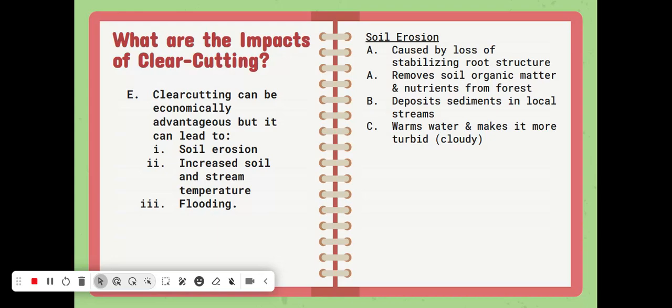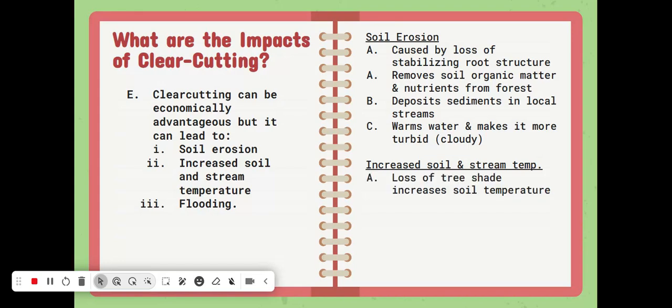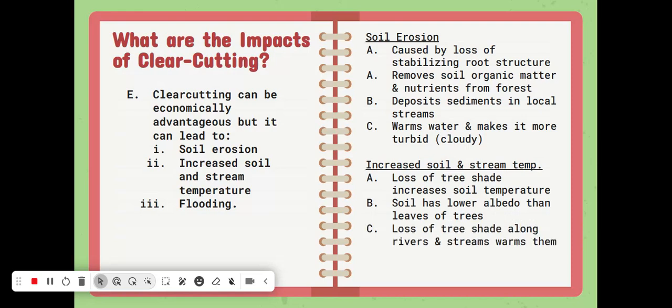Warmer waters and cloudier waters make it much harder for the organisms that reside in those streams to survive. And we know that we see that change in stream temperature because we see a loss of tree shade. That can also increase not only the water, but also the soil temperature. And soil actually has lower albedo than the leaves of trees. So that loss of tree shade warms the soil, rivers, and streams collectively.